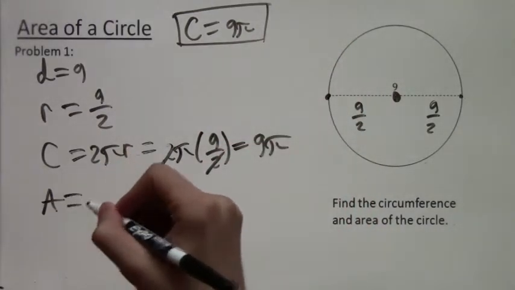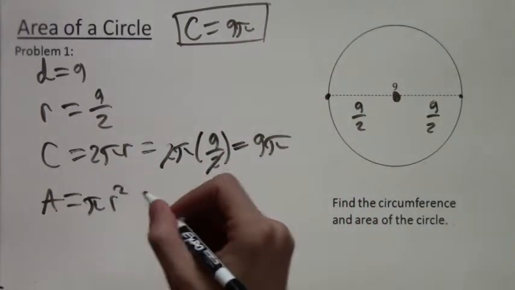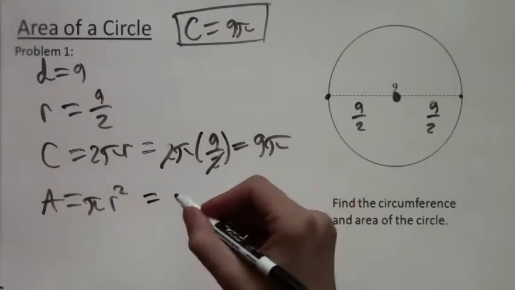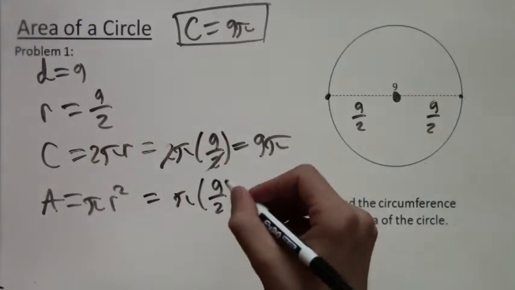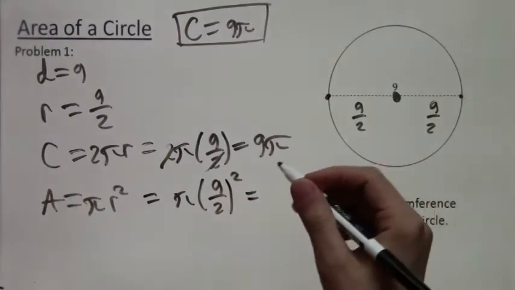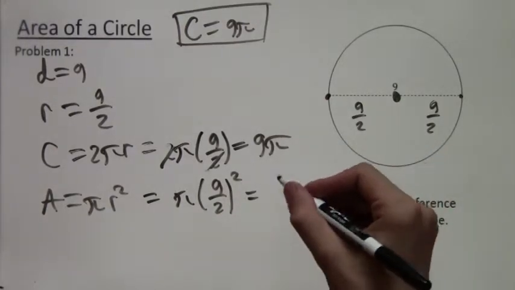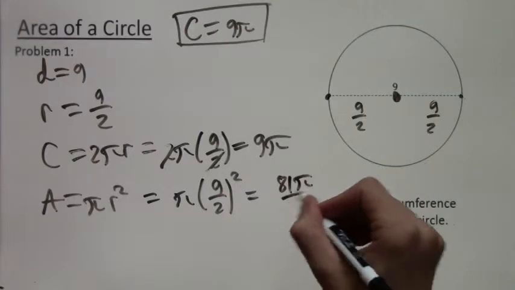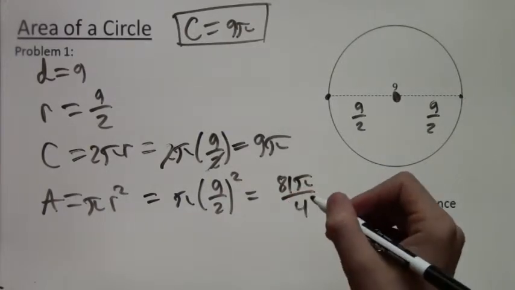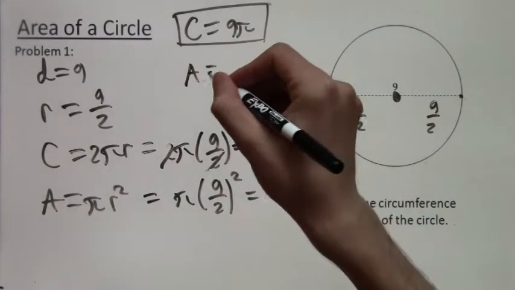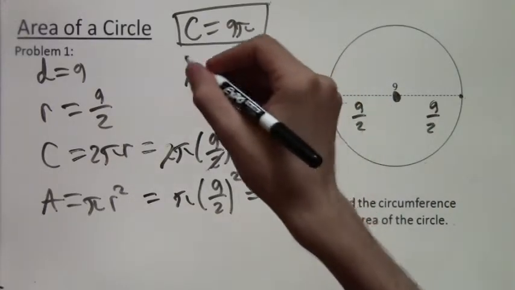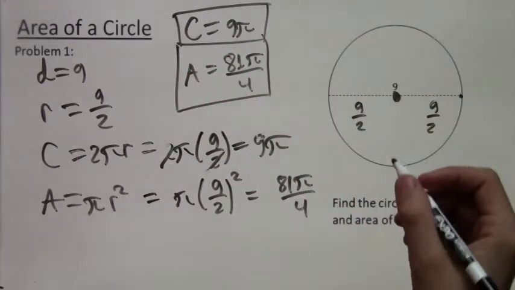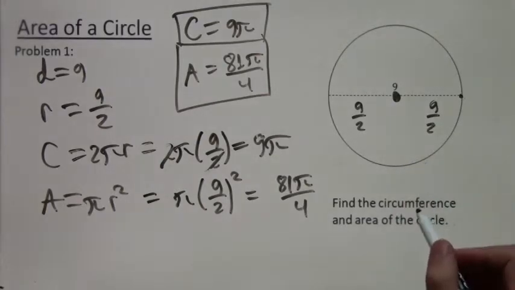Next, we have the area. And the area is pi r squared. So r is 9 halves. We square it, and we get 81 pi over 4. Because 9 squared is 81, and 2 squared is 4. So the area is 81 pi over 4. And that concludes the problem, because we have answers to both parts.